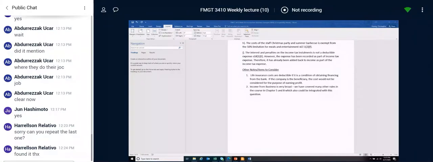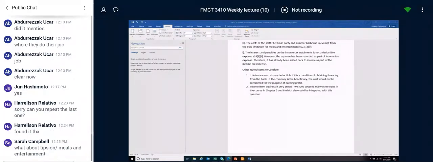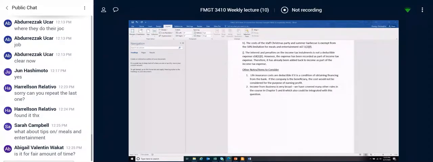Okay. There's one last bit to go over. What about tips? Well, tips is just considered part of the meal and entertainment cost. So that's just 50%. It's 50% off the whole bill.